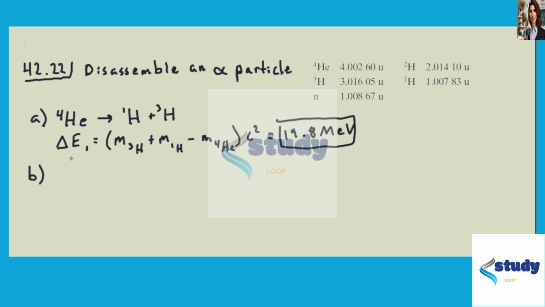Part B, we want to remove a neutron. Which we can write as taking our hydrogen-3 atom, which is probably quite unhappy about existing. Actually, I don't think hydrogen-3 is that radioactive, but nevertheless, and we get ourselves a neutron plus a hydrogen-2 atom.